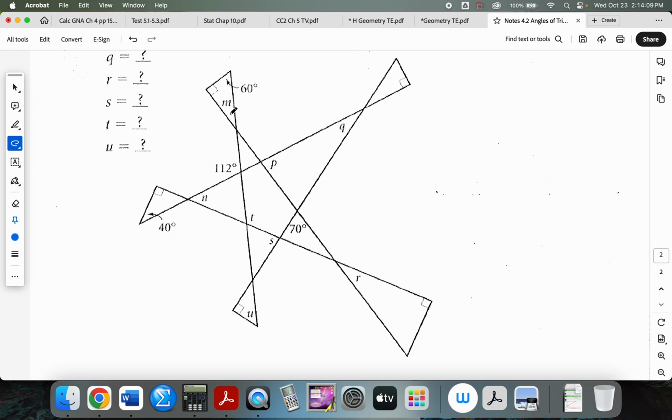For angle M, we could do the angles of the triangle add up to 180. But what do we know about the two acute angles in a right triangle? What do you know about M and this 60? They add up to 90. Exactly right, Stetson. They add up to be equal to 90. That's true in any right triangle. So all I have to do is 90 minus 60 is 30, and this angle is 30 degrees.